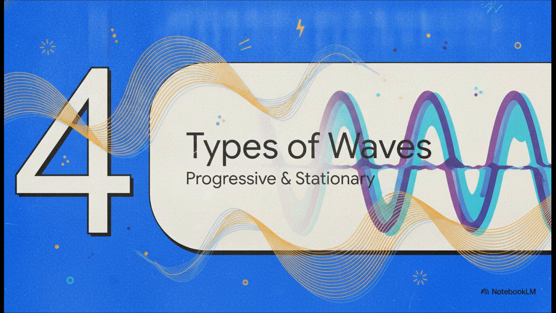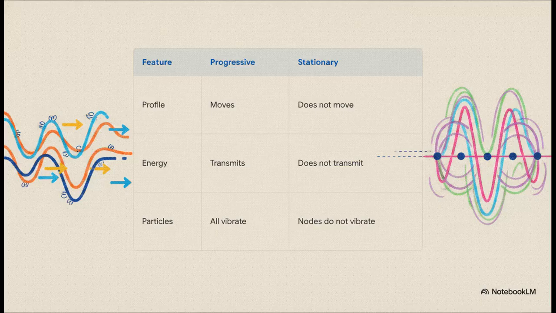For our final piece of the puzzle today, let's look at how waves behave once they're out in the wild. Section 4, progressive versus stationary waves. Let's compare them, because the differences are night and day. A progressive wave is your standard everyday wave. The wave profile physically moves forward, it transmits energy from one place to another, and every single particle in the medium vibrates as it passes.